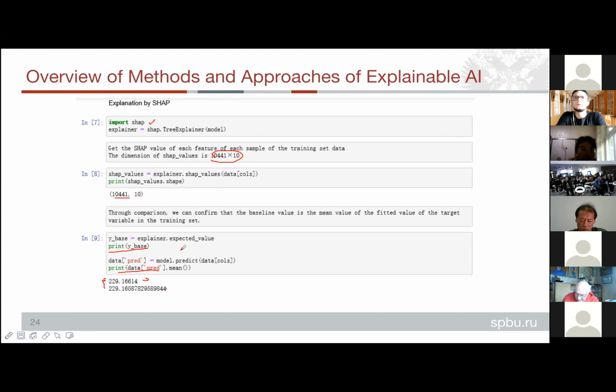Yes, and after that, we have other methods like LIME and Grad-CAM, and so on. Mm-hmm. Is that the same problem? Okay. No problem. Okay.